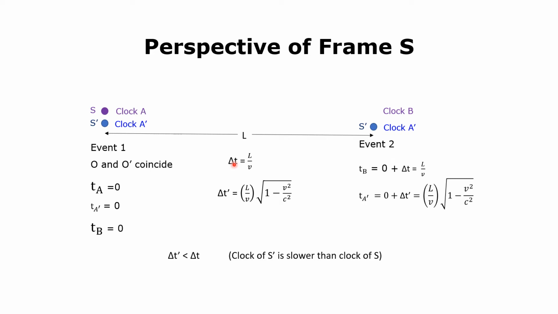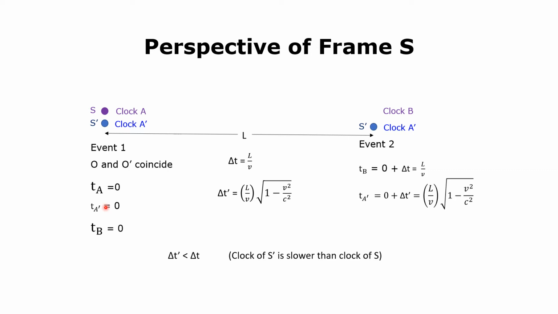But all the clocks are being read by frame S. Frame S is reading its own clocks and it is also reading the clocks of frame S prime. At event 1, S has set its clock readings to 0. Therefore, TA is 0 and TB is 0. Frame S prime has also set its clock readings to 0. Clock A prime is just next to S. Therefore, S can clearly see the reading in A prime. So, S will also see that TA prime is 0.